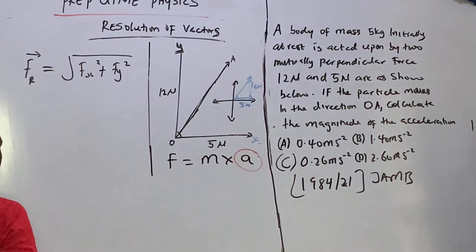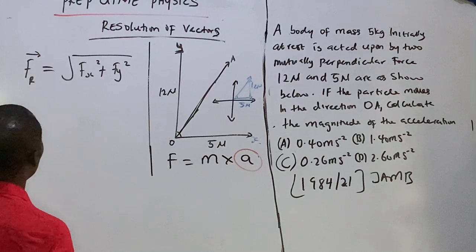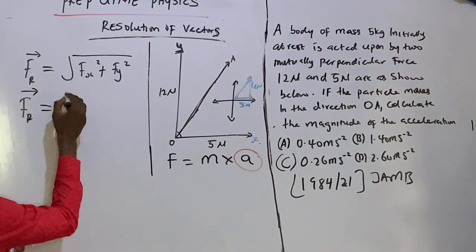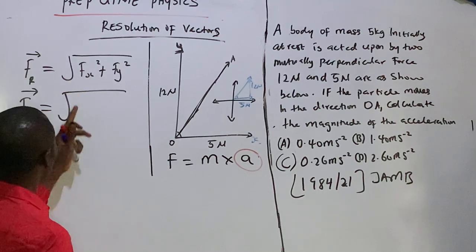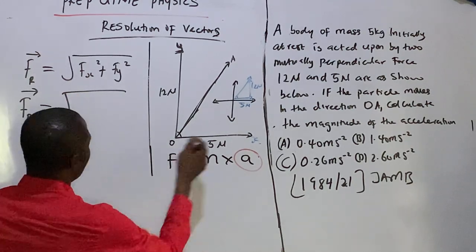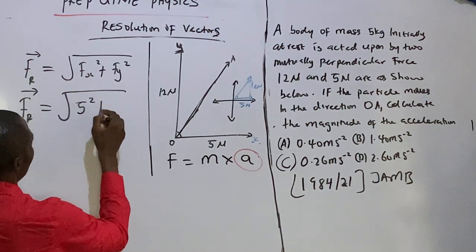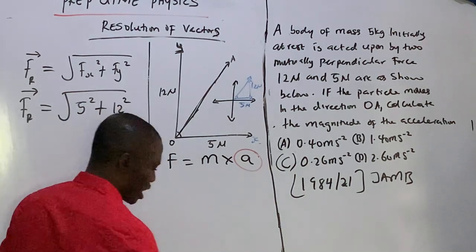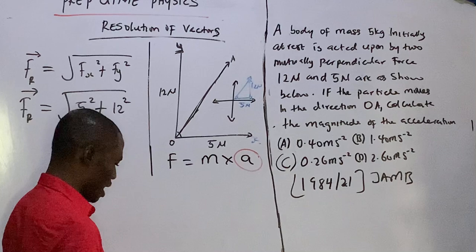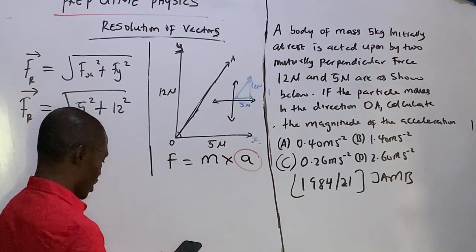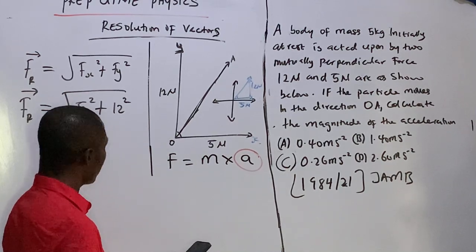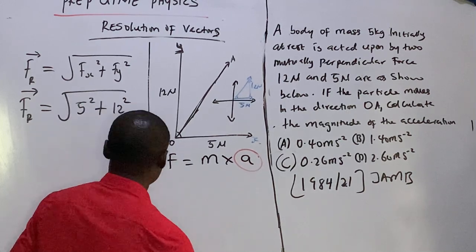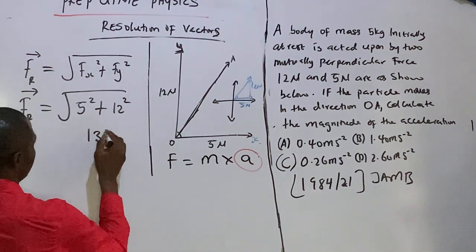All right, having said that, what we need to do is to plug in what we have. So we have Fr over there, then we have Fx is 5 raised to the power of 2 and Fy is 12 raised to the power of 2. If you do that in your calculator, you arrive at your final answer. So we have the square root of 5 raised to the power of 2 plus 12 raised to the power of 2, that is 13. So I have 13 Newton.